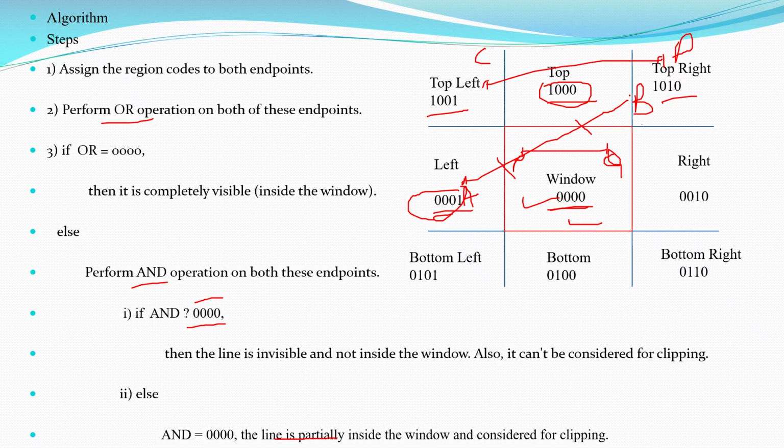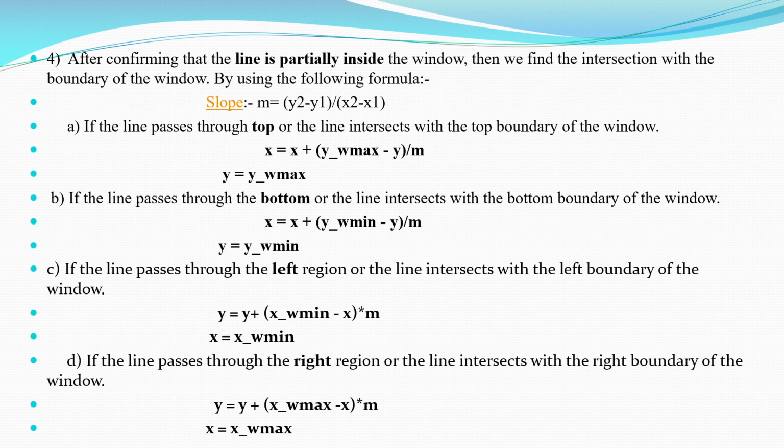Okay, how do we have to do this? Because part of our line is in the left region and a top one. So after confirming that the line is partially inside the window, we find the intersection with the boundary of the window. That means we consider that the line is partially inside. After performing the AND operation, we get four zeros. For that, the first step is to find the slope.